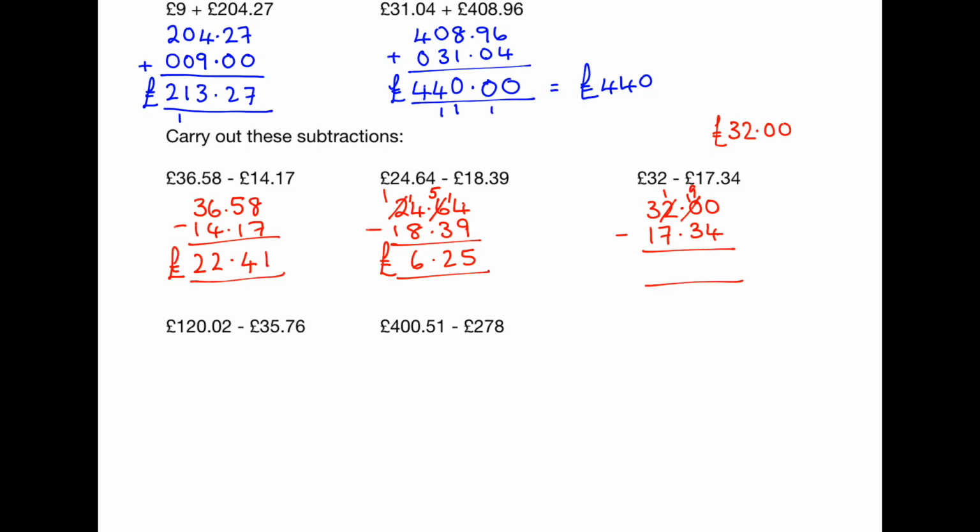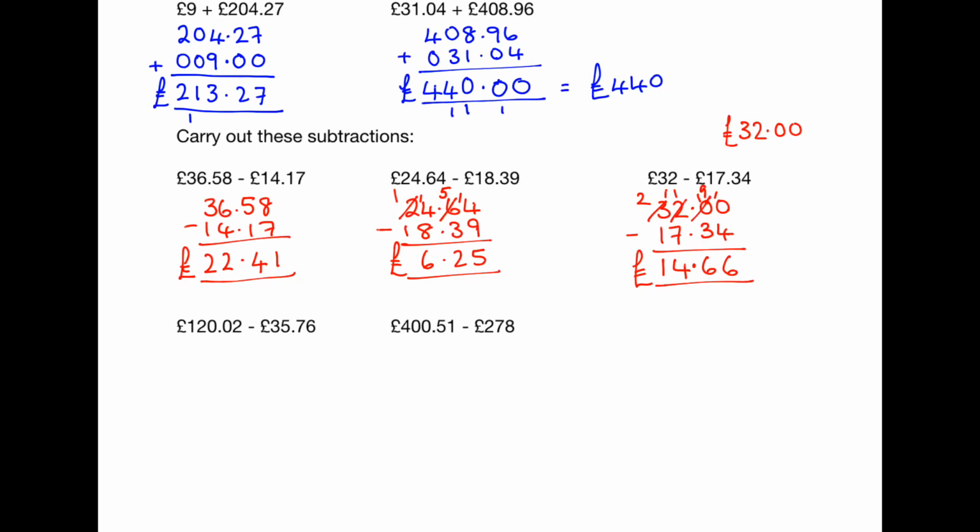So they had 10, now they've got 9, and you've got 10. So 10 take away 4 is 6. 9 take away 3 is also 6. Keep your points in a line. 1 take away 7 we can't do, so we need to borrow from the next door neighbour to give us 11 take away 7 is 4, and 2 take away 1 is 1. So our answer here is £14.66.